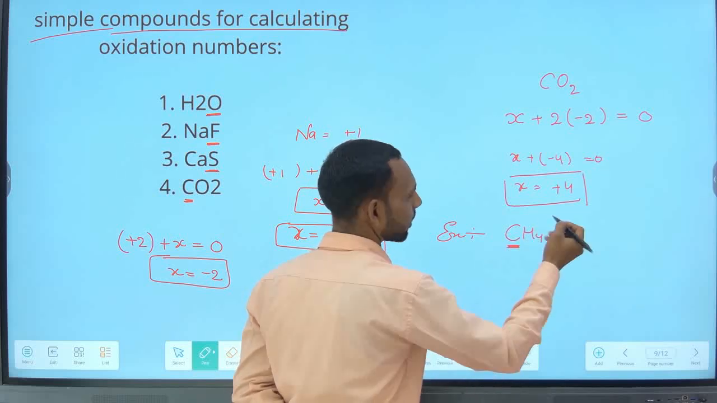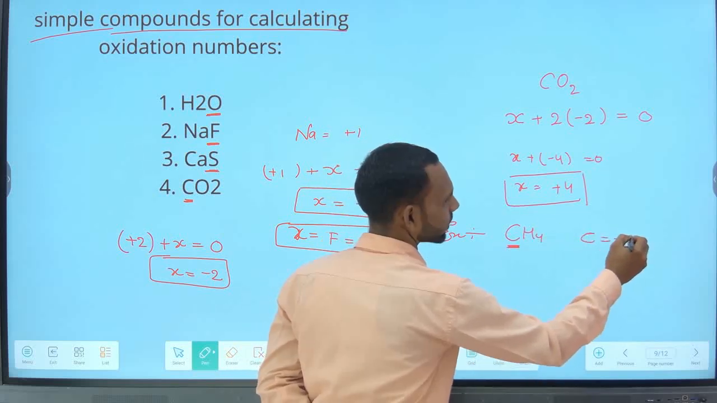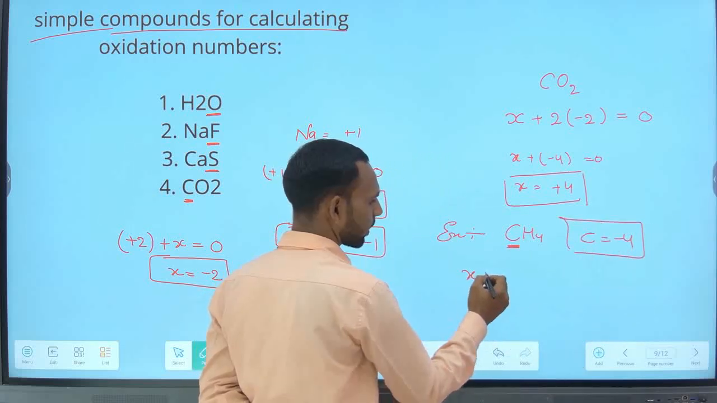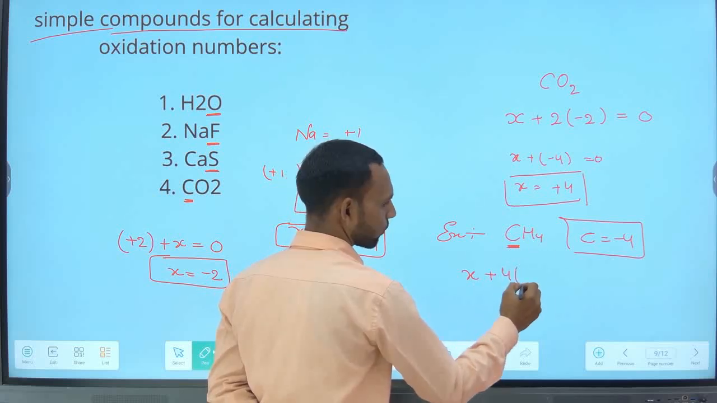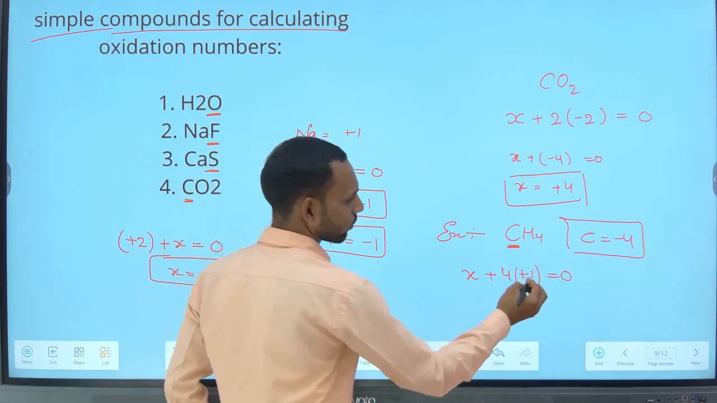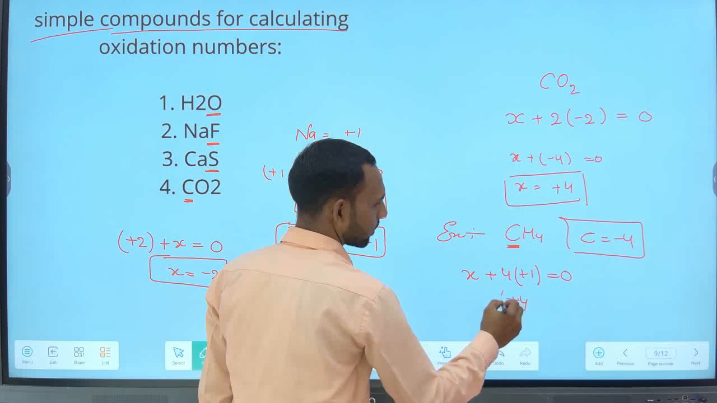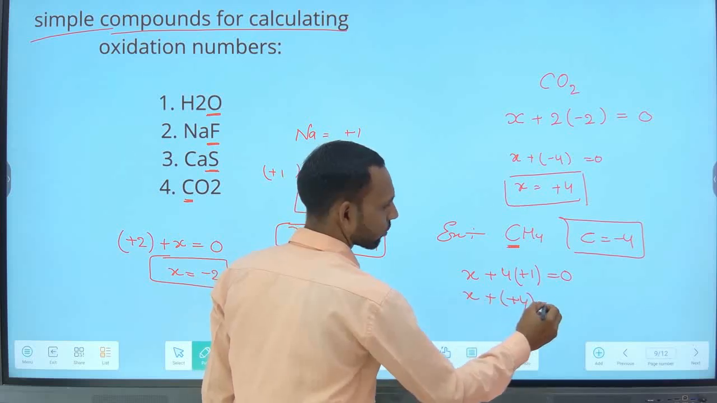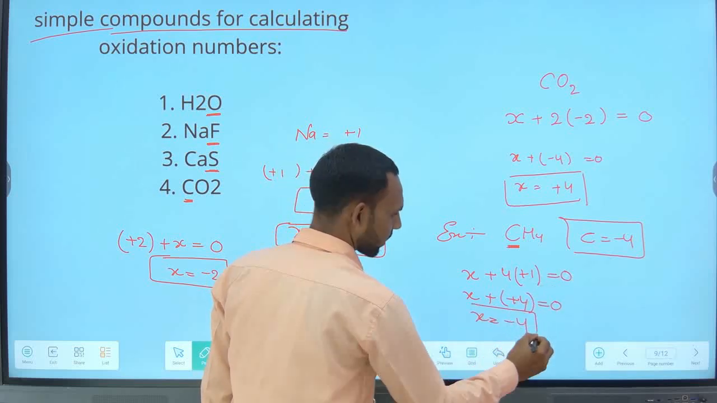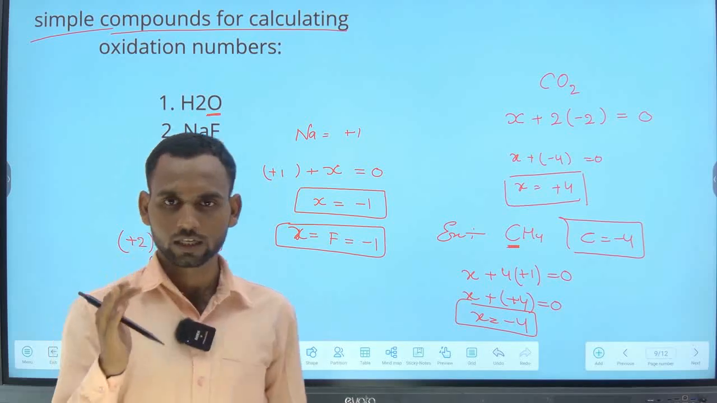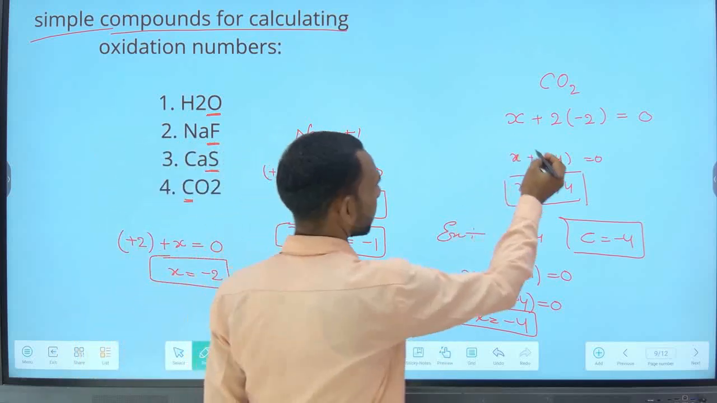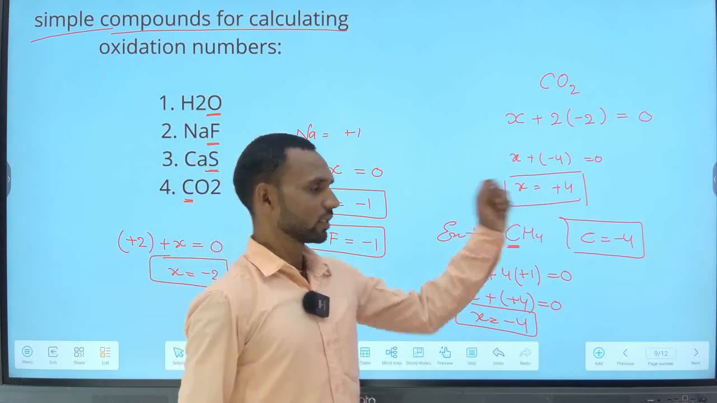Second example, CH4. The carbon has the -4 oxidation state. You learned this on the previous page. Calculating X: carbon is X, hydrogen 4 times +1, with no charge, equals 0. So +4 plus X equals 0, X equals -4. This means that in CH4, carbon has the -4 oxidation state, and in carbon dioxide, carbon has the +4 oxidation state.